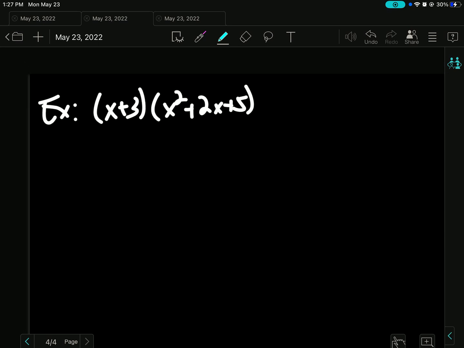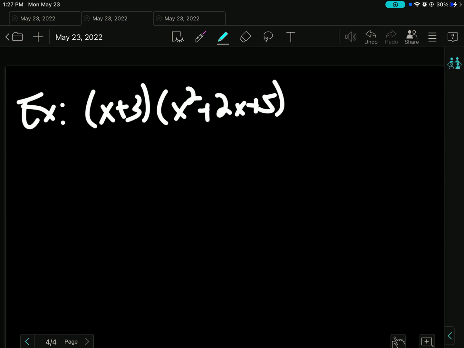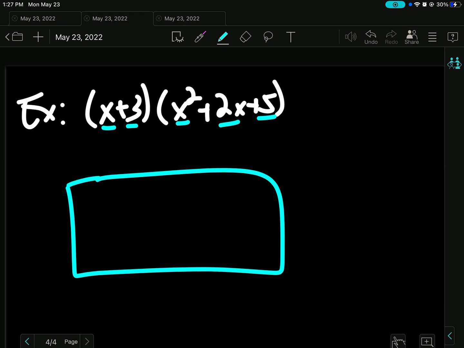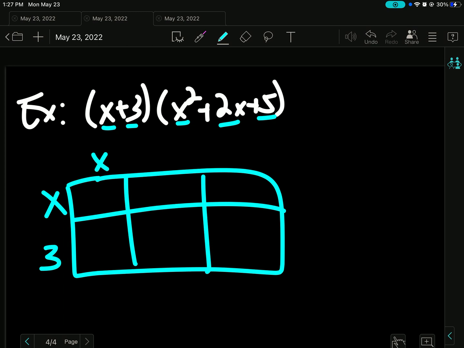Continuing on, just as a refresher, we can have a box method that is more than 2 by 2. So this would be a 2 by 3 because it's 2 terms by 3 terms. Now we could draw it like this or like this. It really doesn't matter. I like to draw it this way. Okay. And we'll have an x and a 3, an x squared, and a 2x and a 5.